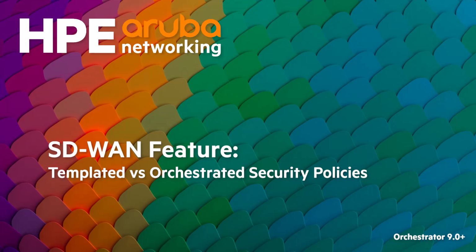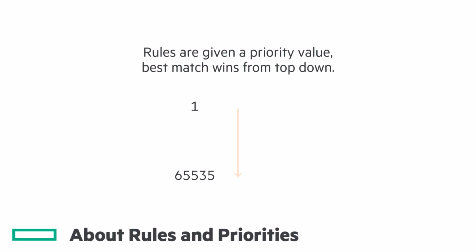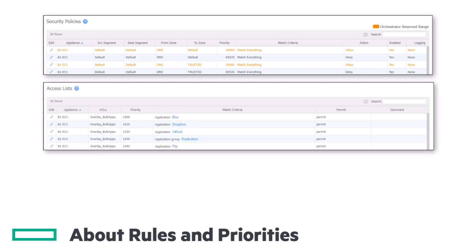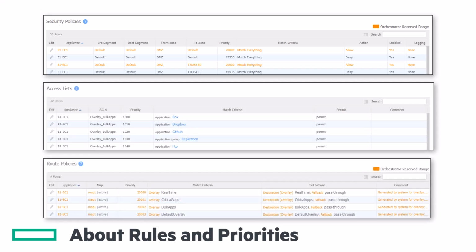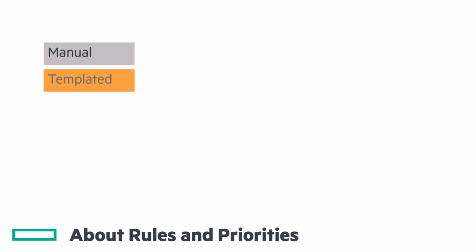In this video, we'll talk about templated versus orchestrated security policies. As you probably know, rules in Edge Connect are applied in ascending priority order. First match wins. This is true in security policies, ACLs, root policies, everywhere you can create a rule and give it a priority number.